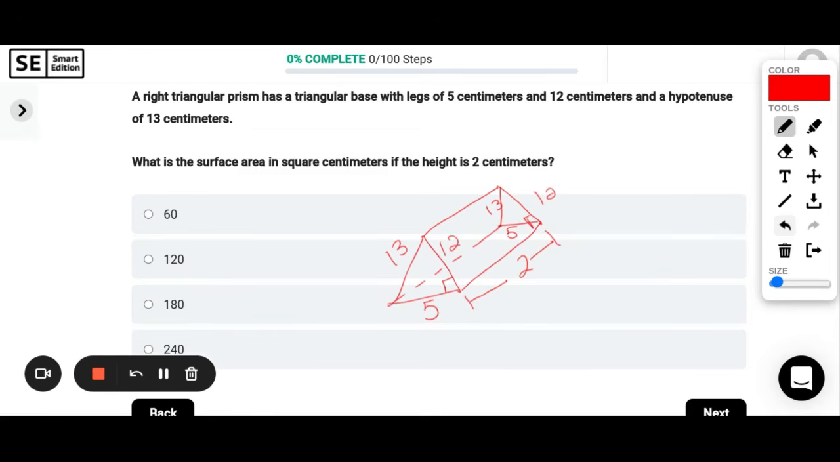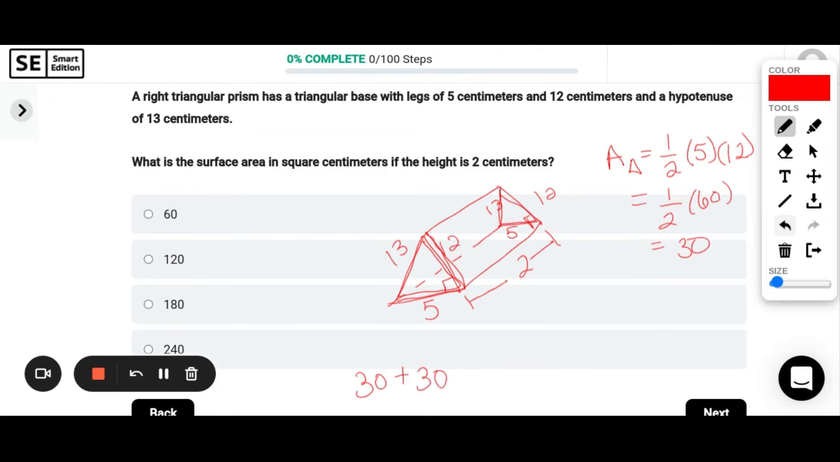So to find the surface area, I need to find the area of each of the faces. First I'm going to start with my triangle. The area of my triangle is going to be 1/2 times the base, which is 5, and then the height of the triangle would be 12. So simplify this, 1/2 times 60 would be 30. So each of my triangular faces has an area of 30. I'm going to write down here, we're going to add together 30 plus 30, and then I have 3 more faces I need to find.